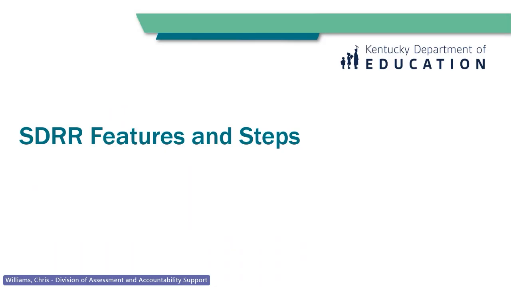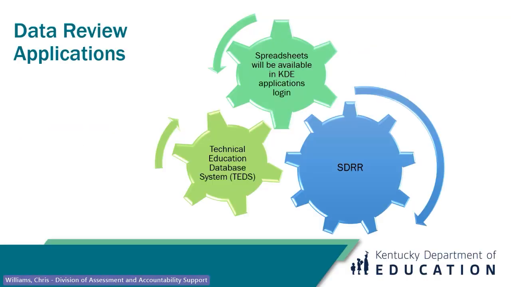Now, we have unique features and steps for cohort, as well as for post-secondary readiness. Spreadsheets are only available to our DACs for download once. The DAC will distribute the appropriate spreadsheets to staff assisting with post-secondary readiness scores and also with cohort. School staff will only be able to make changes to industry certifications in TEDS, which is our technical education database system.